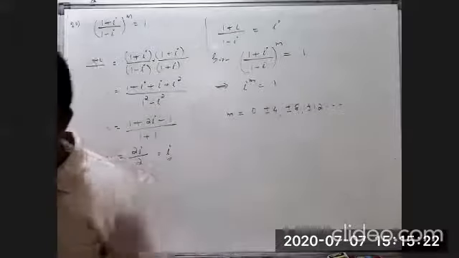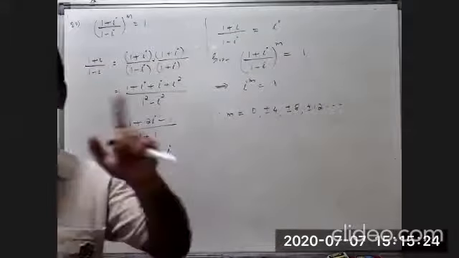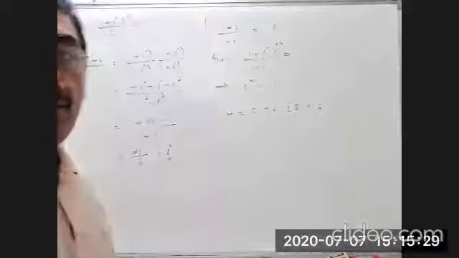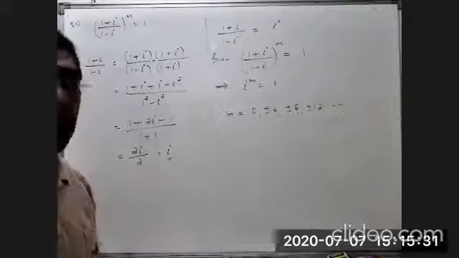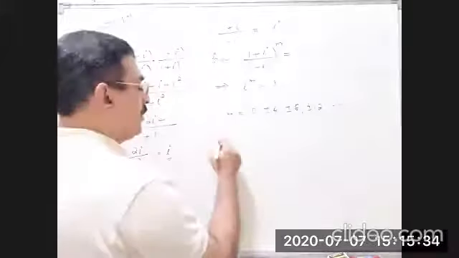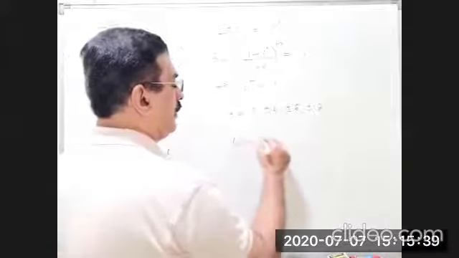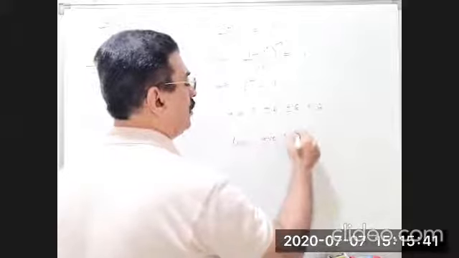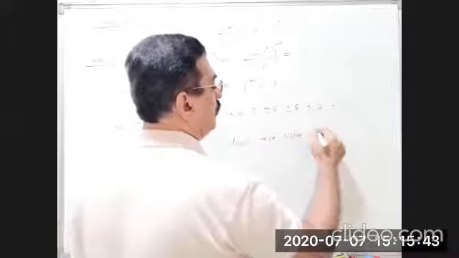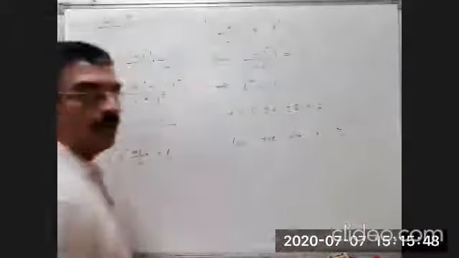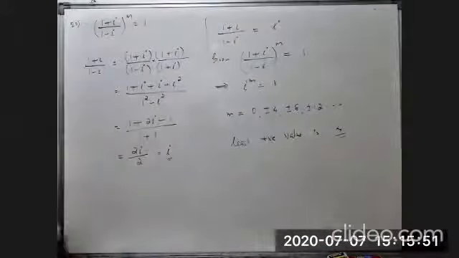Now, our question is to find the least positive value. Among these, which one is the least positive value? Is it 0? 0 is not positive. Therefore the least positive value is 4. So 4 is the least positive value.